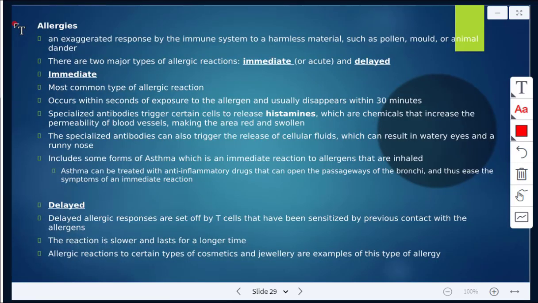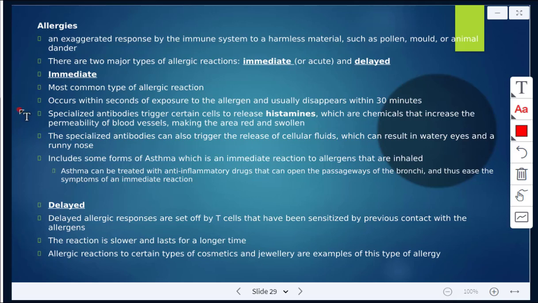Next are allergies. This is an exaggerated response by the immune system to a harmless material like pollen or mold or animal dander. And there's two types of allergic reactions. There's immediate or acute, and then there's delayed. So during immediate, this is the most common type of allergic reaction. It occurs within seconds of exposure to the allergen, and it'll usually disappear within 30 minutes.